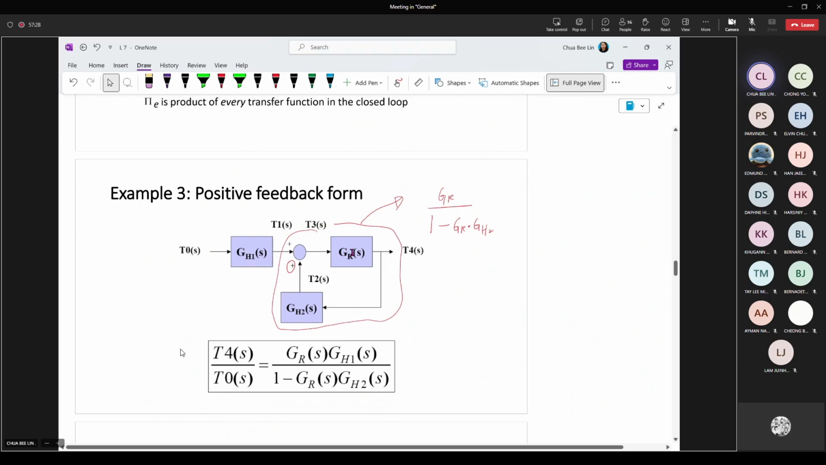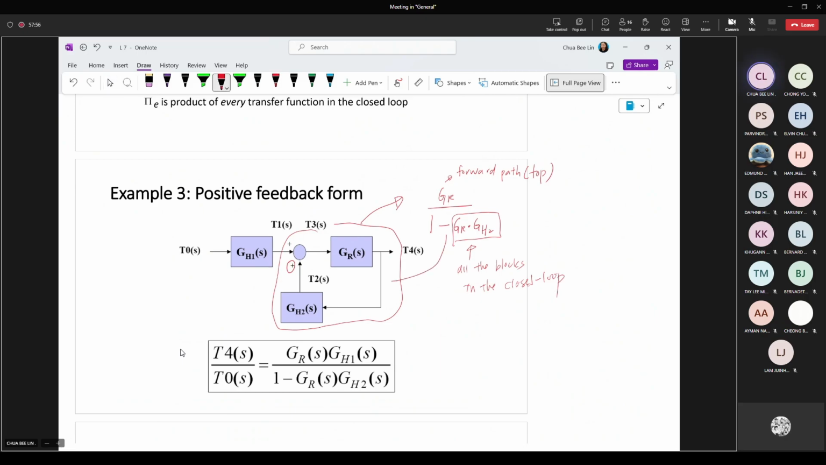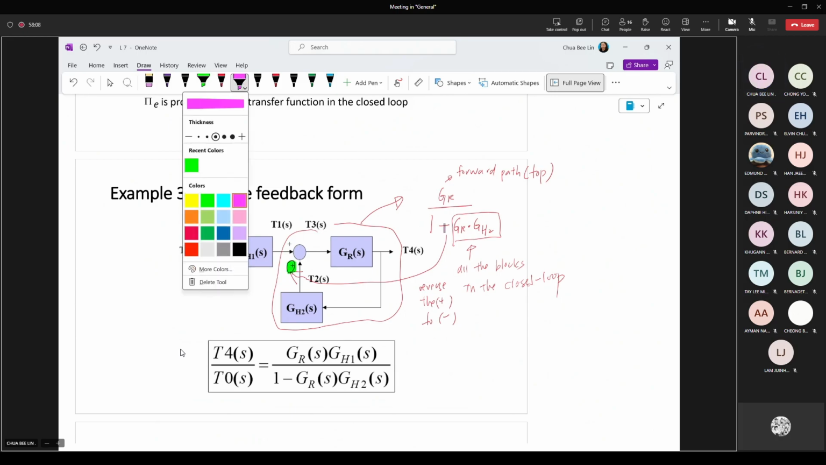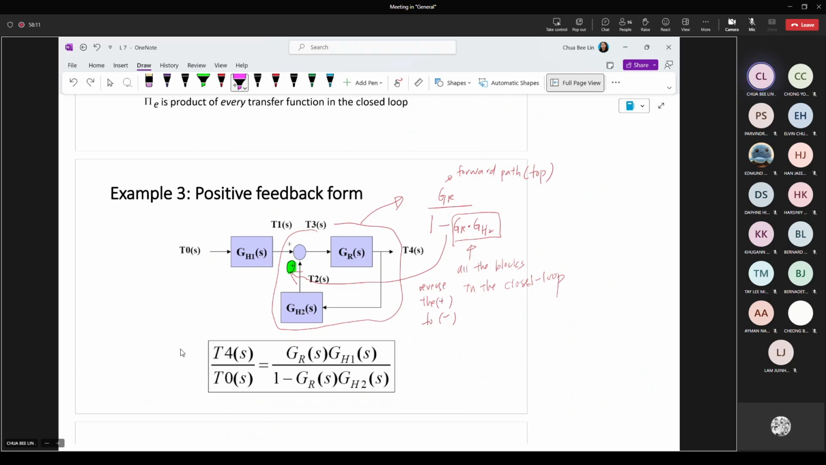So you'll be having the forward path, or we call it the top. All the blocks from here to here, you only have one block. Then feedback, you will be having this. So this one is all the blocks in the closed loop. And minus is because you reverse the signal, reverse the plus to minus. So that's why you will get this plus, and then you will get this minus.